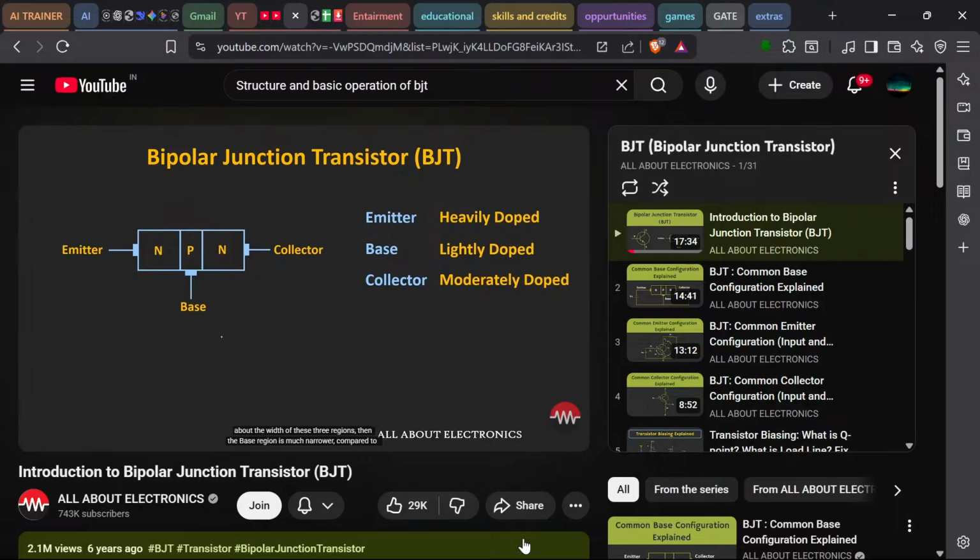And if we talk about the width of these three regions, then the base region is much narrower compared to the other two regions. In terms of width, the collector region is wider than the other two regions, because the job of the collector region is to collect the electrons which are supplied by the emitter. And in fact, that is why it is known as the collector.